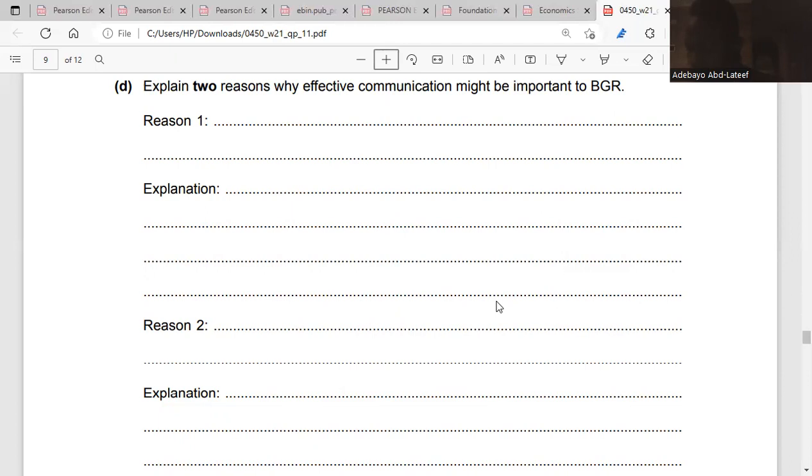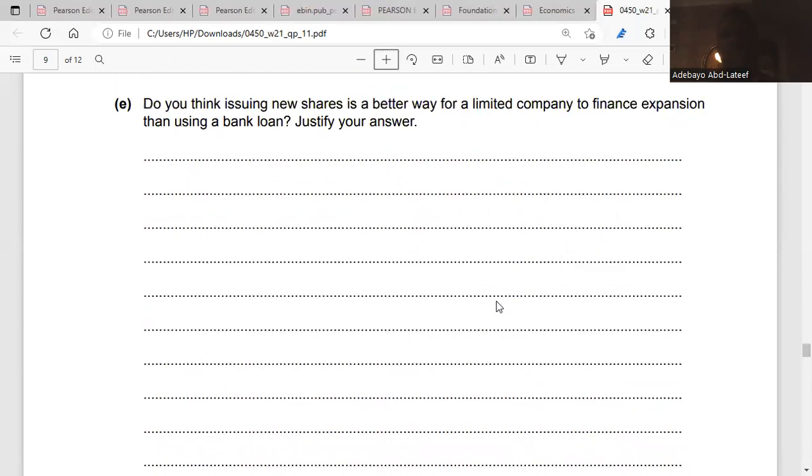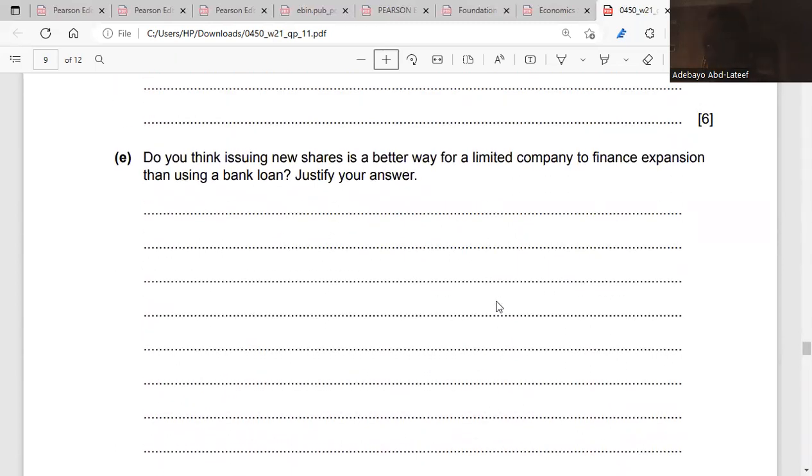Do you think issuing new shares is a better way for a limited company to finance expansion than using a bank loan? Justify your answer. For E, when you sell new shares, you're increasing your capital. You're increasing the capital that's going to be available for the business without paying interest. Because if you take a loan, you have to pay interest on the loan. That increases your capital without interest. Clear.